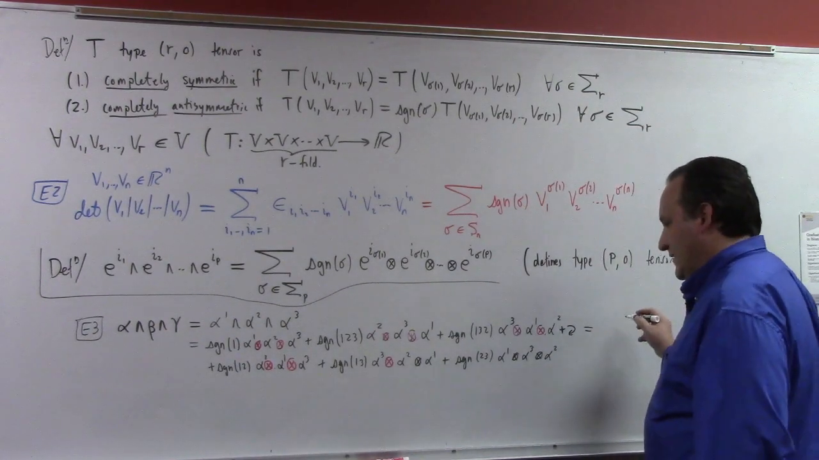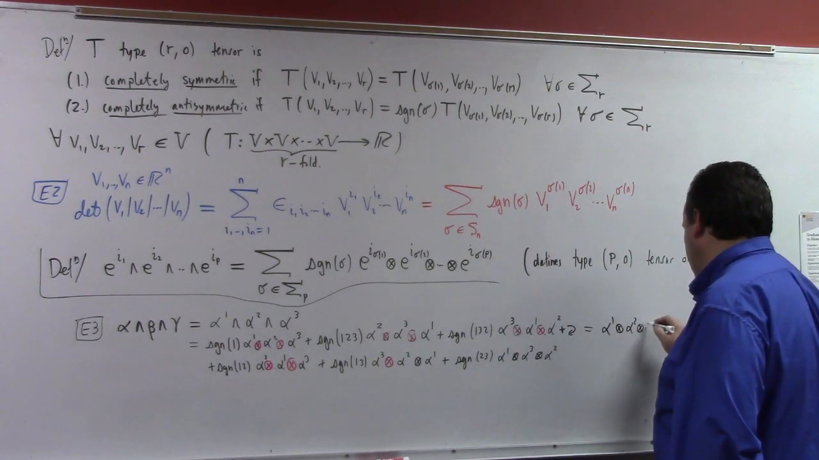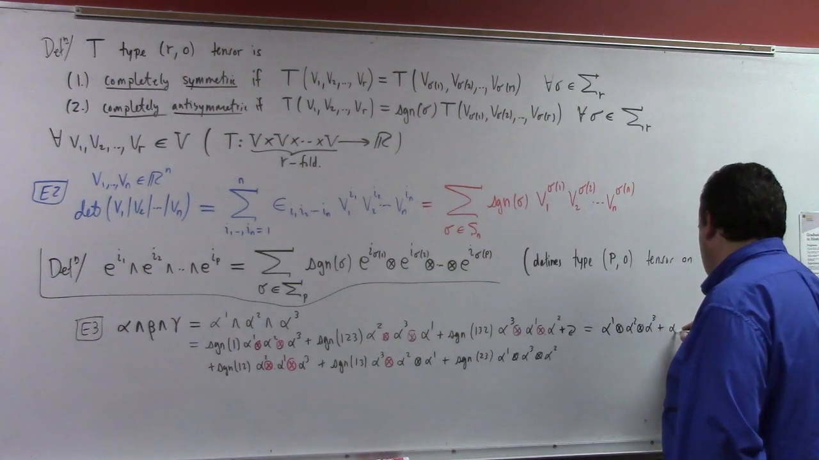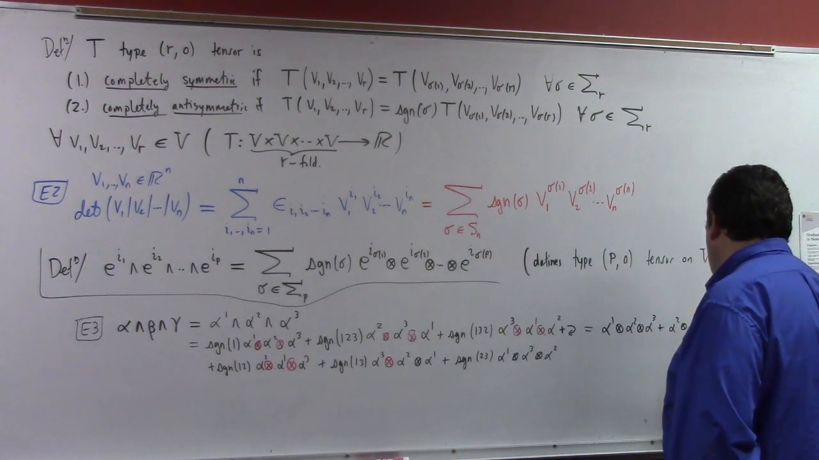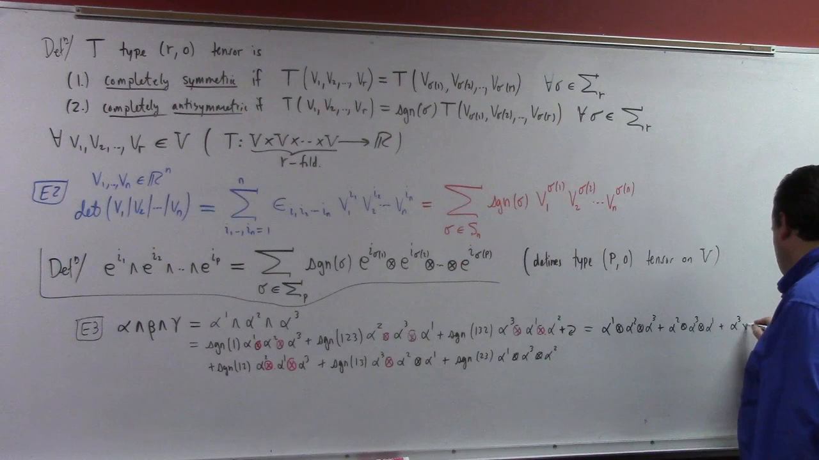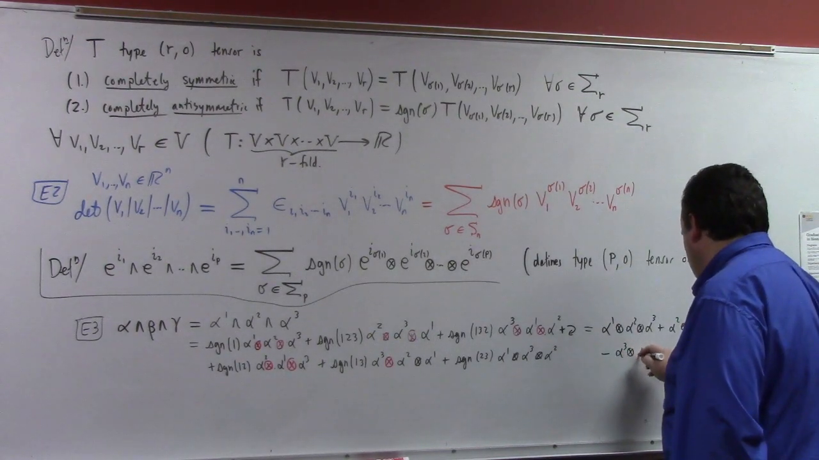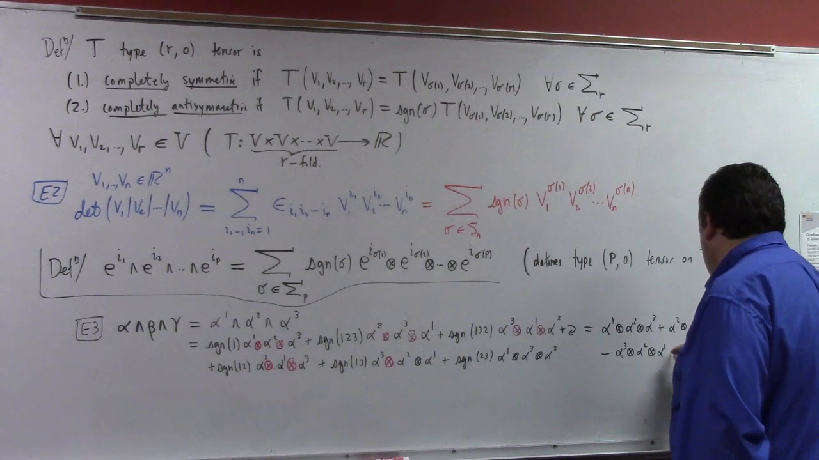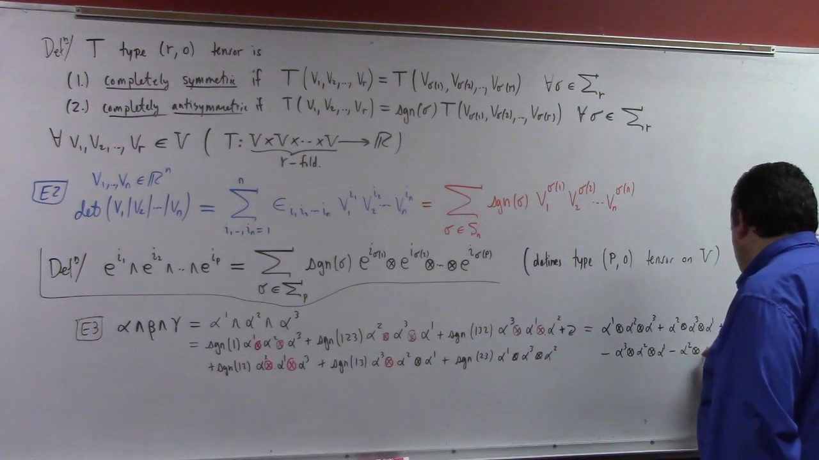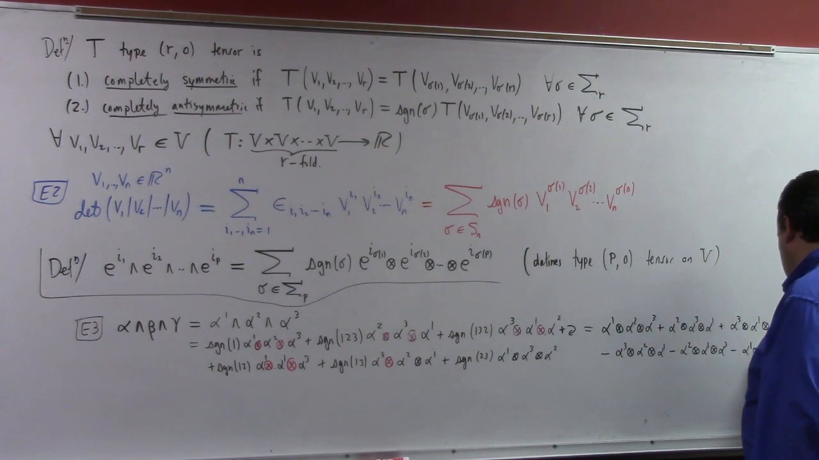We've just got alpha 1 tensor alpha 2 tensor alpha 3, plus alpha 2 tensor alpha 3 tensor alpha 1, plus alpha 3 tensor alpha 1 tensor alpha 2, minus alpha 3 tensor alpha 2 tensor alpha 1, minus alpha 2 tensor alpha 1 tensor alpha 3, minus alpha 1 tensor alpha 3 tensor alpha 2.